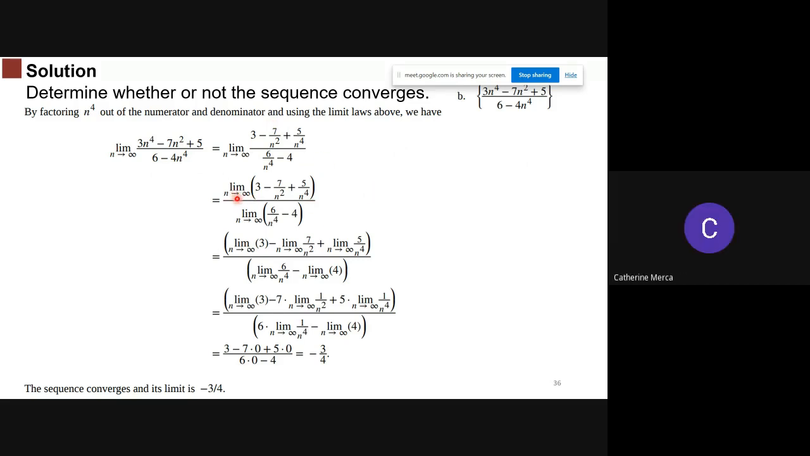And then, we take the limit one by one: limit of 3, the limit of a constant, because it's constant, correct? Then the limit of this, as n approaches infinity, is zero, because n is a very large number there. Then this limit is also zero, and minus 4 remains. That's why, from here, you will have this: 3 minus 7 times the limit of 1 over n squared, plus 5 times the limit of 1 over n to the 4th.